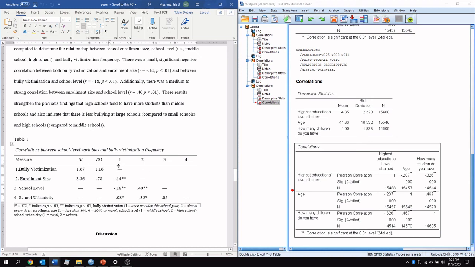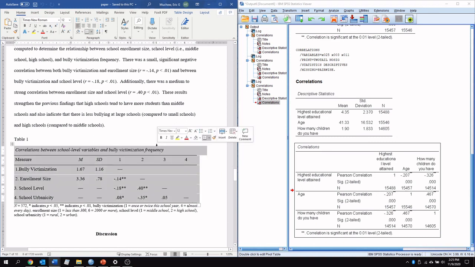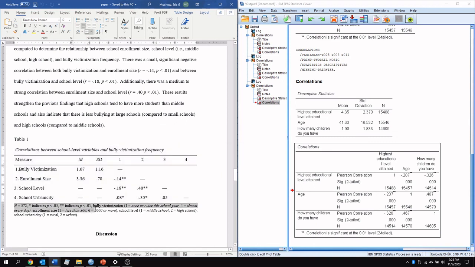And I chose to include the means and standard deviations of 2 of the variables in this correlational table. You don't always see that, but I do have it here. I have the table named in italics up here, just telling me what the table is, and we have all sorts of notes down here.